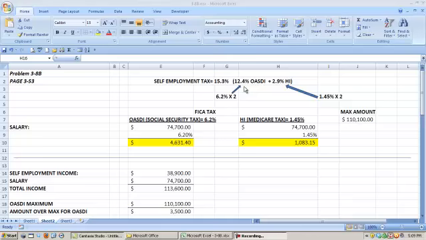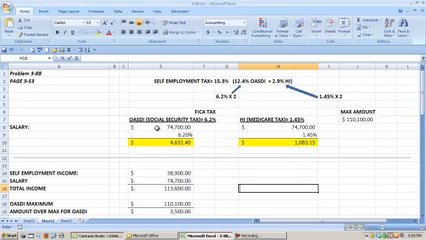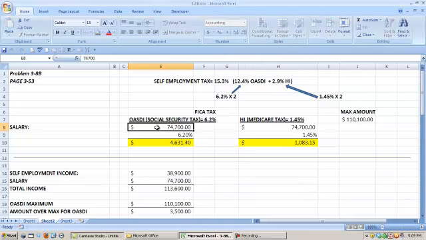Okay, so let's get going here. Our friend George Parker had a salary of $74,700. We established that the amount that he's going to owe on this as an employee is 6.2%, right? He's not above, at this point, the maximum amount of $110,100. So right now, every cent of this is going to be subject to this 6.2% tax. He's going to have to pay this. His employer is going to be paying the other half of that.